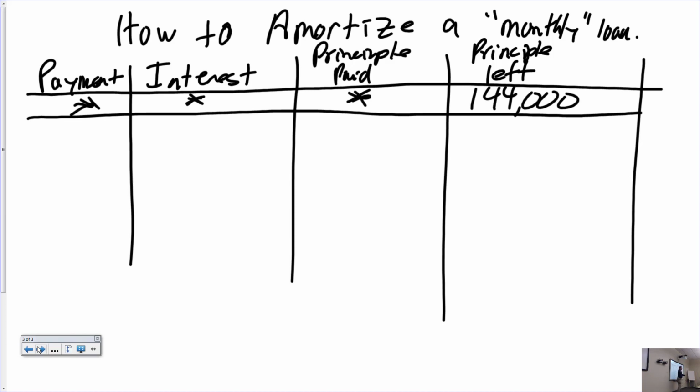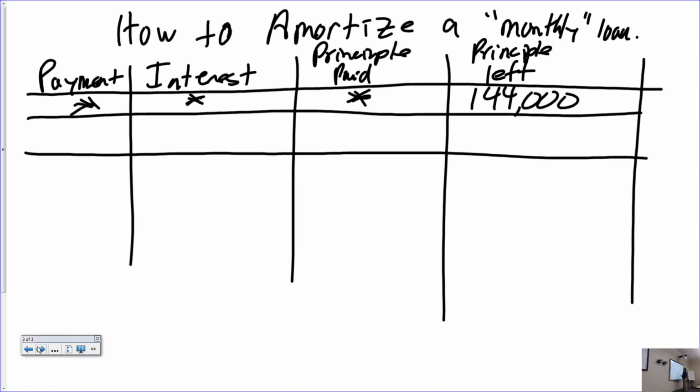You borrowed $144,000, right? So, how much was our monthly payment? Well, let's do the 30-year one. $911.52. Please note, guess what this number is in every row. That number. Don't screw that up on the test. If your payment's $911.52, just write down $911.52 as many times as I ask you to, because that's the same payment every month.